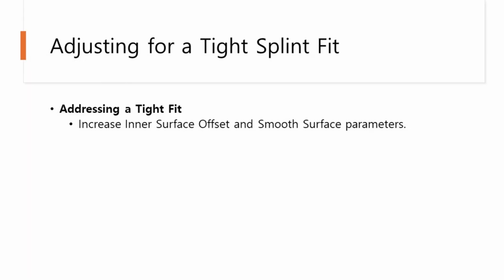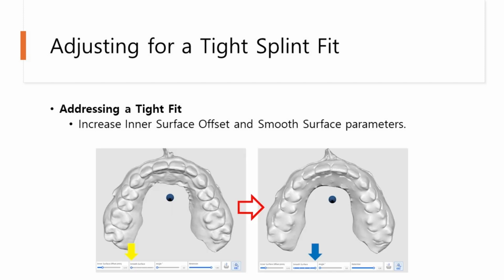When encountering a splint that does not fit or feels too tight, adjusting the inner surface offset and the smooth surface parameters can provide a solution. Increasing the inner surface offset creates more space between the splint and the teeth, alleviating tightness. Enhancing the smooth surface parameter reduces friction, contributing to a more comfortable fit.